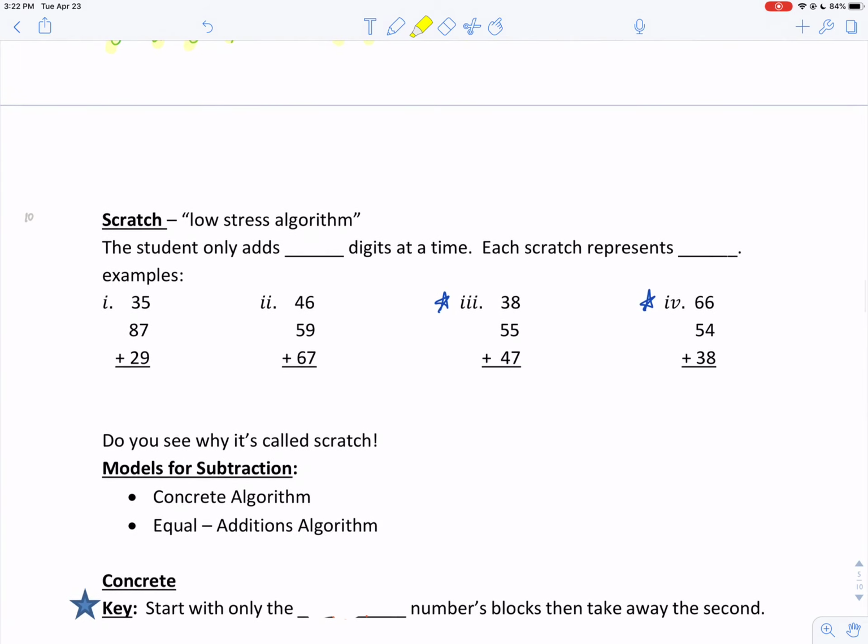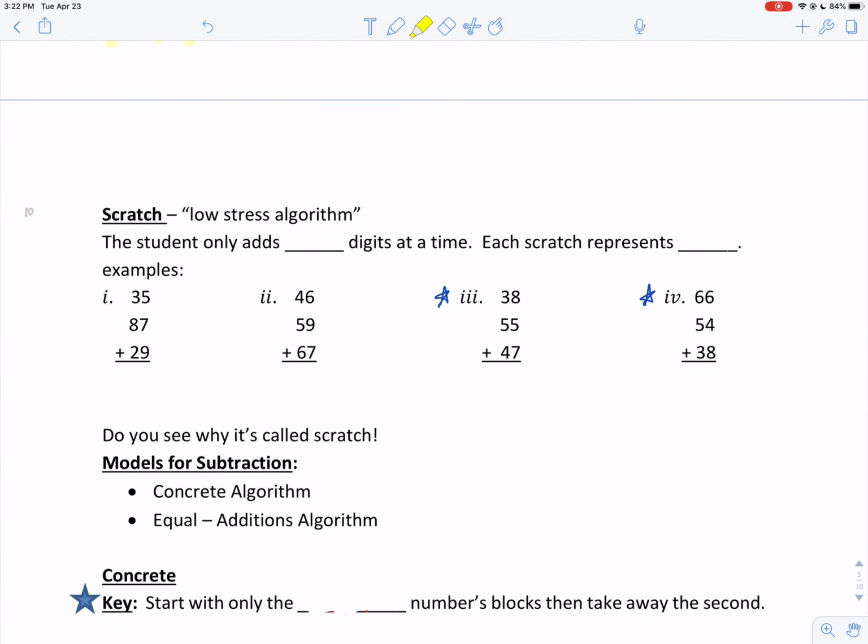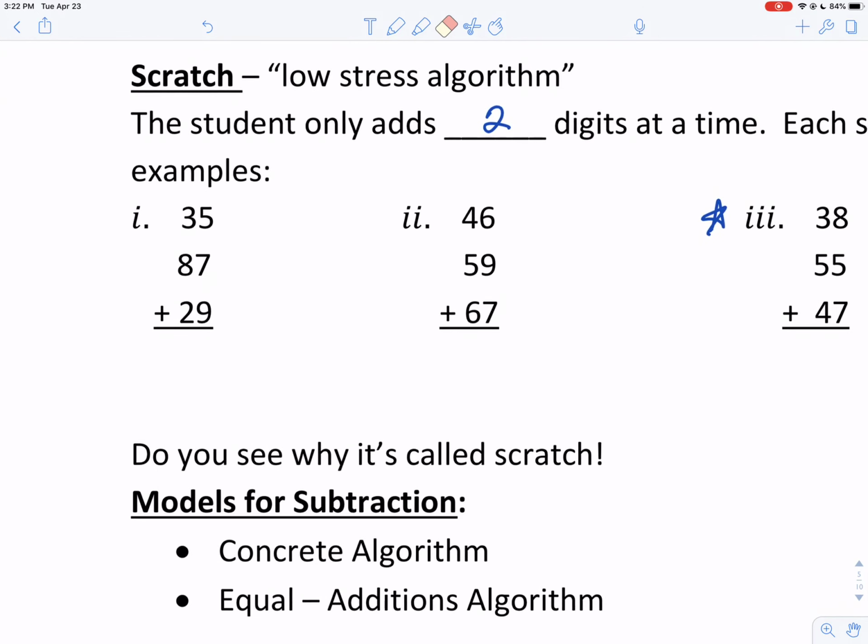The last method we're going to look at today is called the scratch method. Some people call it the low stress algorithm. And it's low stress because students only add 2 digits at a time. Every time you do a scratch, that's going to represent 10. So let me do some examples. I'm going to make it a little bit bigger so that you can see a little better.